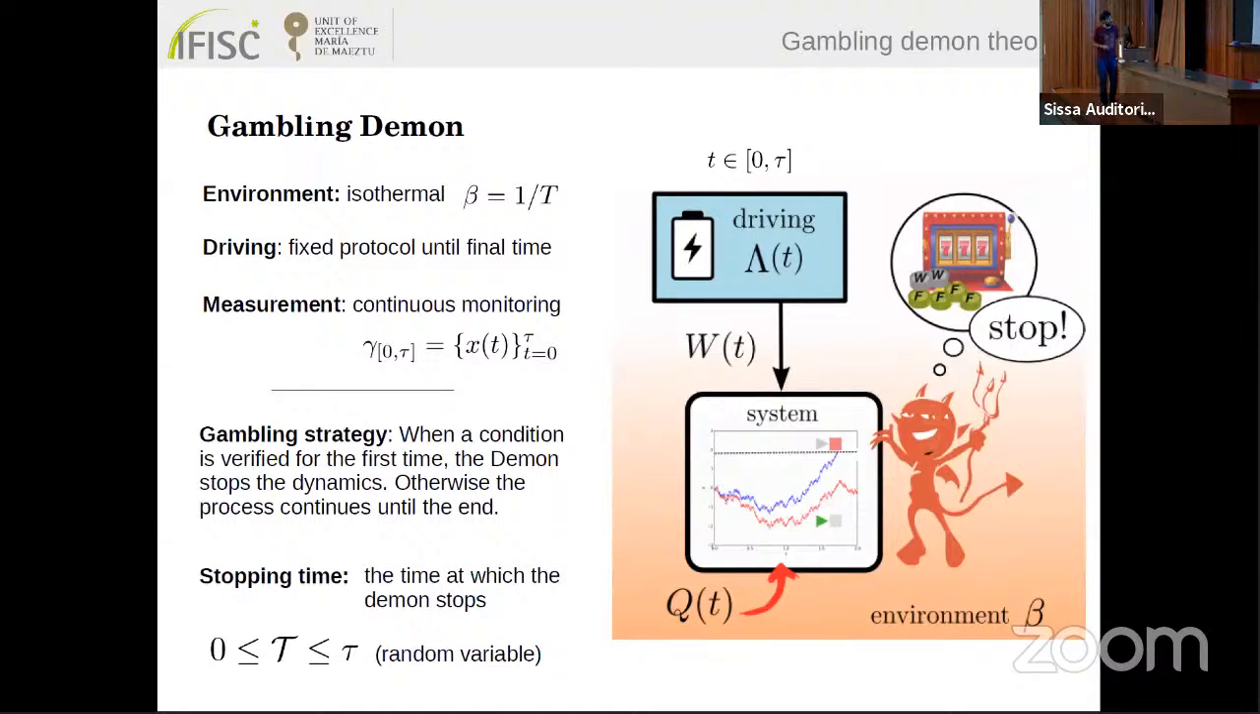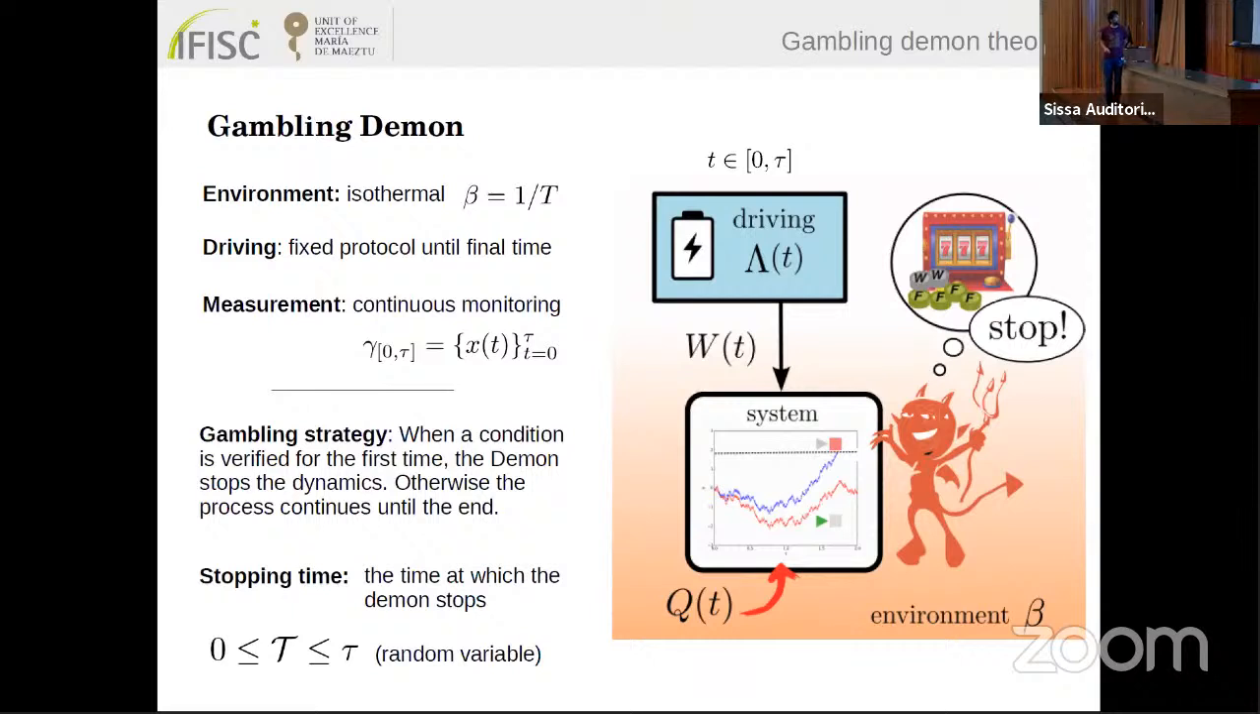So this is essentially the configuration that we consider. We have a system which is in contact with a thermal environment at inverse temperature beta. And we have a fixed protocol, lambda, that is implemented over the system. And so this entails some work. Then the system is monitored. So some degree of freedom X of the system is monitored, and we can see trajectories of the system.